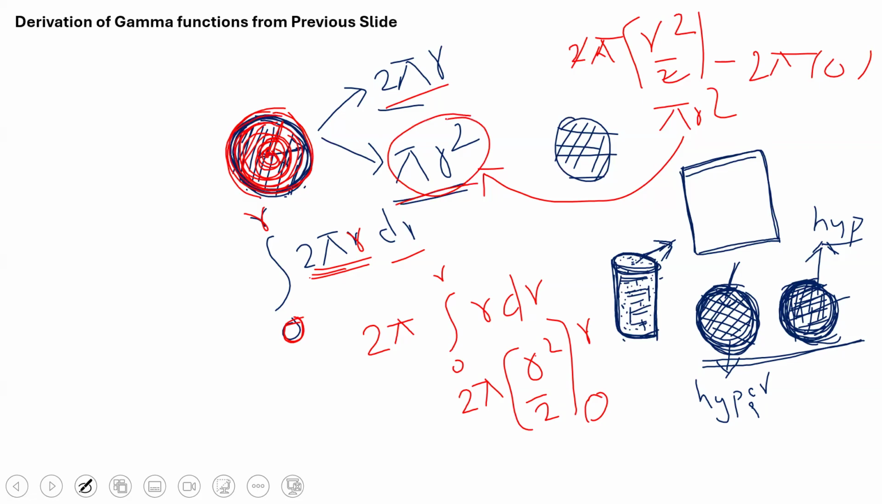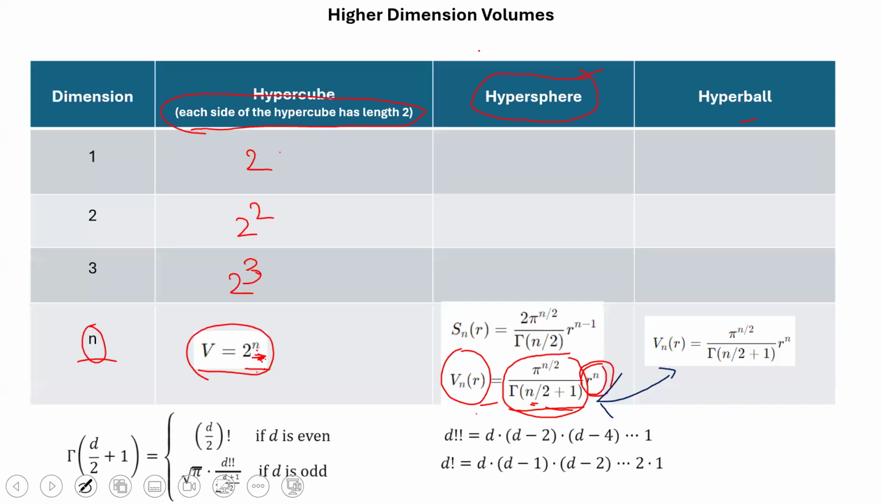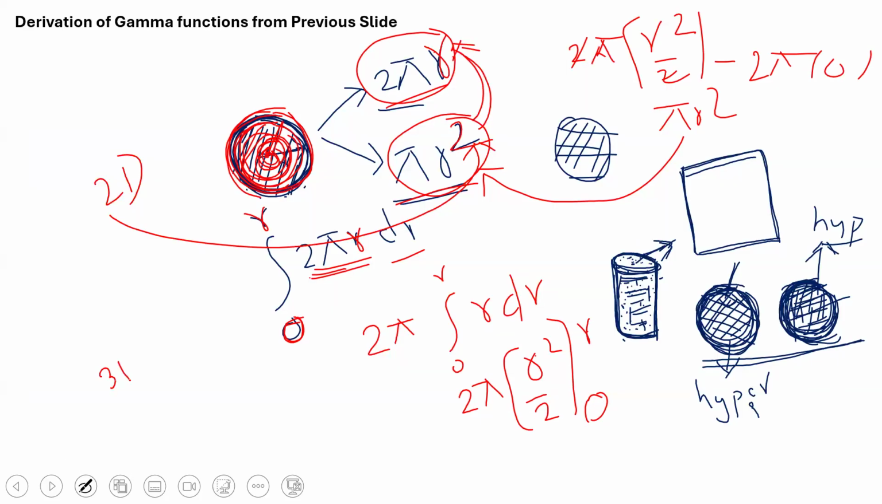So that is 2 pi r, the surface area of the circle, right? Look at this. Volume has r square, and the surface area, which is the perimeter, has r, which is one less than the dimension. This is 2D. In 2D, volume has power 2, but the perimeter has 1 less than it. So the surface area is r to the power of n minus 1, one less than the dimension of the volume. And this is also a constant. For 3D, the surface area becomes r square.